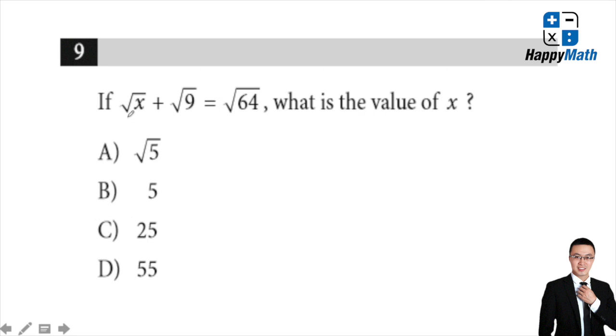Question 9. The square root of x plus the square root of 9 equals the square root of 64, and we need the value for x. The square root of 9 is 3, the square root of 64 is 8, so the square root of x will be equal to 5. This means x, squaring both sides of the previous equation, is 25, so C is 25.